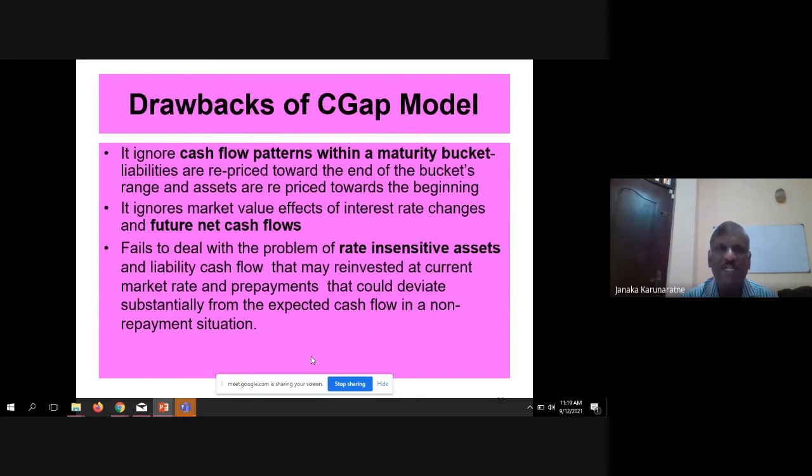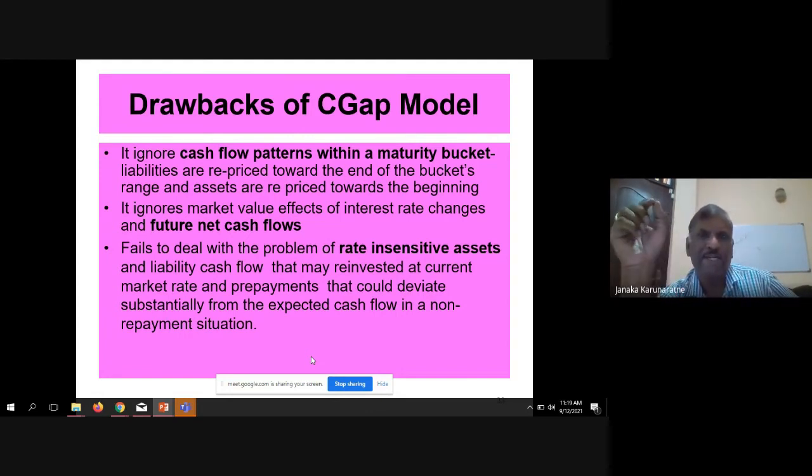So let's look at the drawbacks of the C-gap model. One of the critical drawbacks of C-gap models is that it ignores the cash flow patterns within a maturity bracket. If you take a longer tenure maturity bucket, say 1 year, you simply take rate sensitive assets and liabilities maturing over the 1 year period. But within that 1 year, there may be significant mismatches, right?